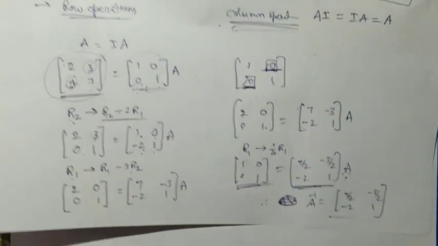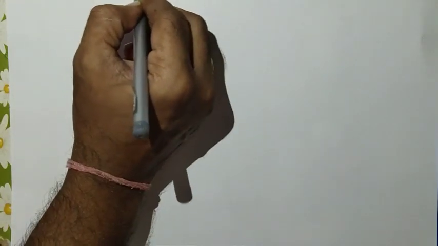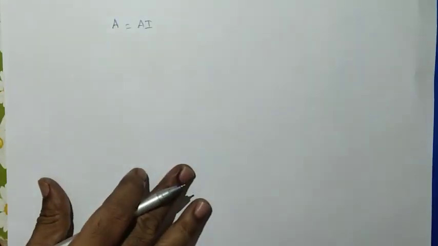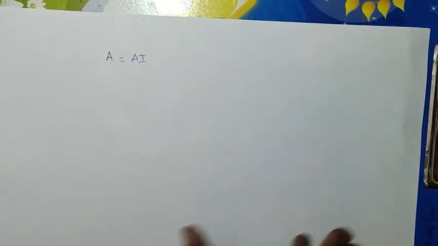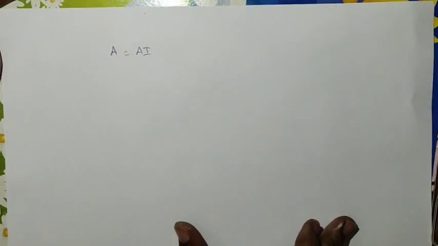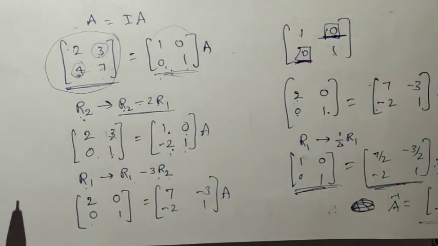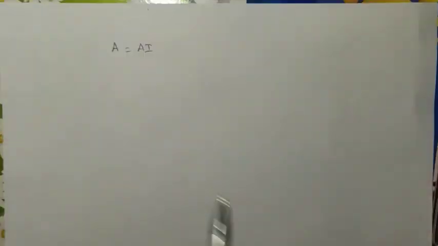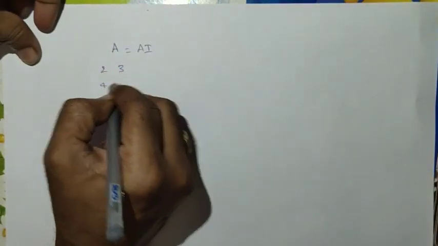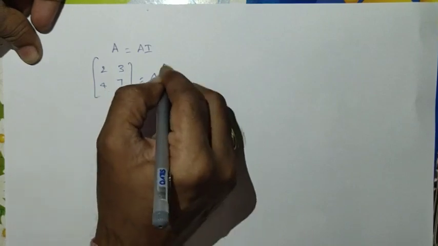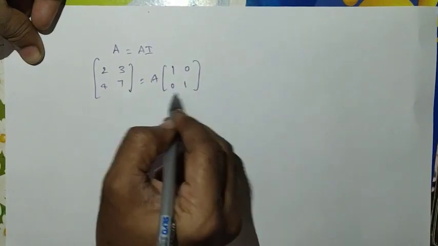By column operations means you should take the identity: A is equal to AI. What is A? Here A is 2, 3, 4, 7. So 2, 3, 4, 7 is equal to A into 1, 0, 0, 1, because for columns, the second matrix will be affected.